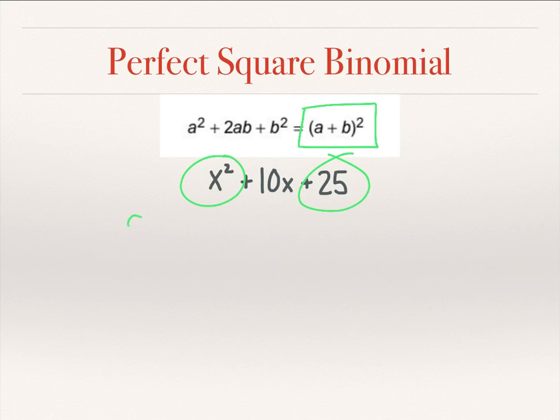So right now we have a squared. That color is hard to see, so let me change. a squared is equal to x squared. So if we take the square root of both sides, what do you think a all by itself is equal to? If a squared is equal to x squared, what's a? x. Perfect. Our a term will always have an x in it.